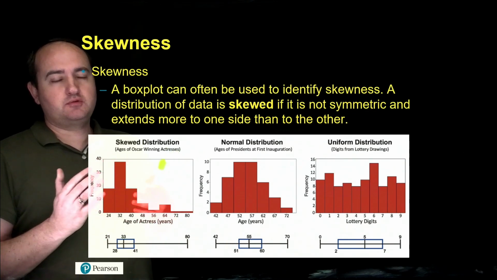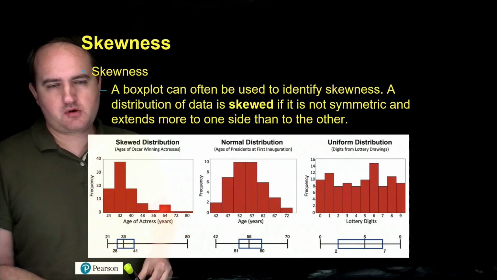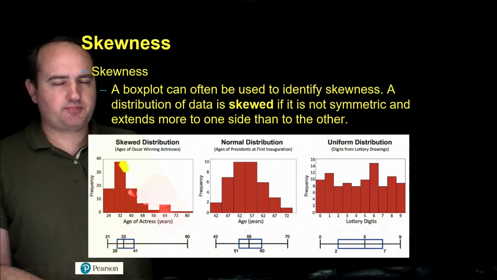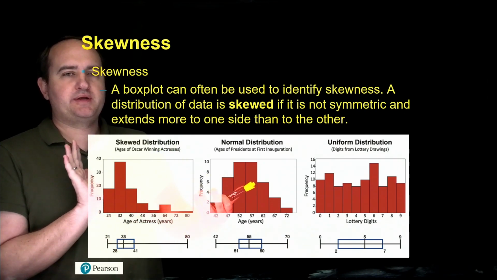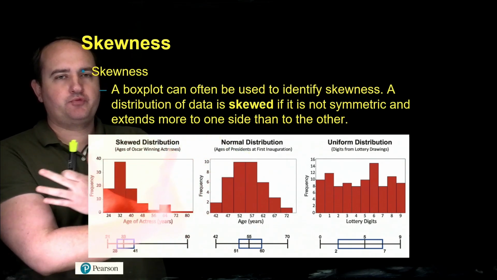So this skewed distribution is once again an example of skewed right. If you want to see skewed left, we've talked about it before. It's going to be this same exact box plot or histogram, but it's going to be a mirror image, so flipped horizontally.